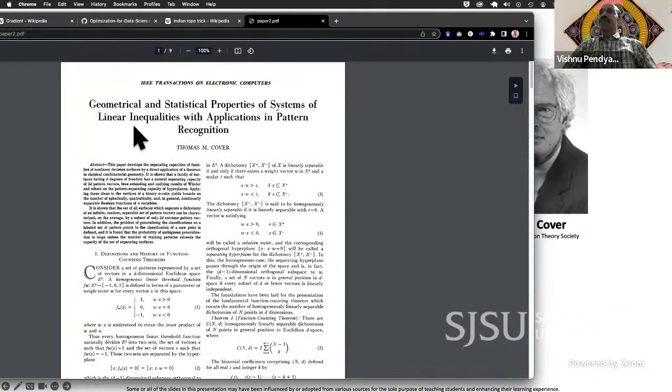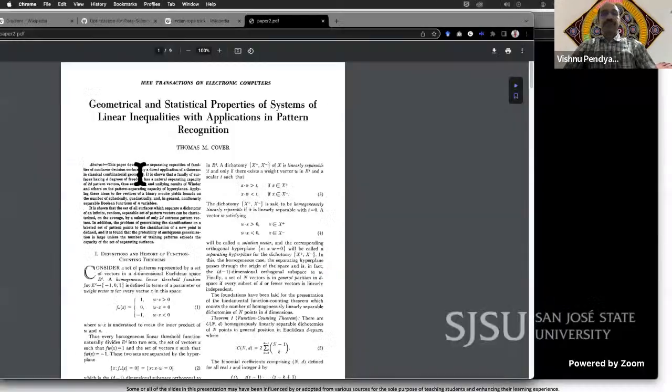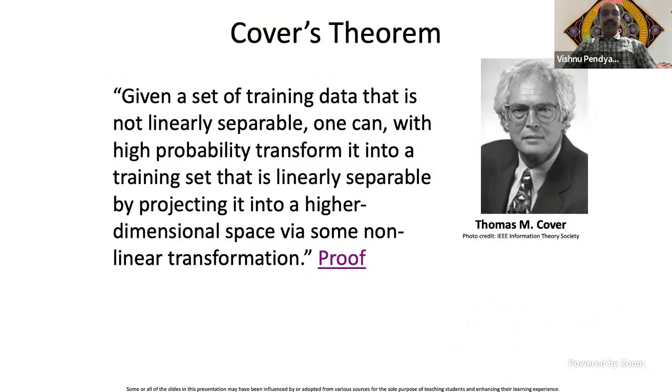So he proved, and this whole paper is summarized in this slide: given a set of training data that is not linearly separable, one can, with high probability, transform it into a training set that is linearly separable by projecting it into a higher dimensional space via some nonlinear transformation. So that is the idea. Cover formally proved this. I think he lived till 2012, I believe. He passed away recently.